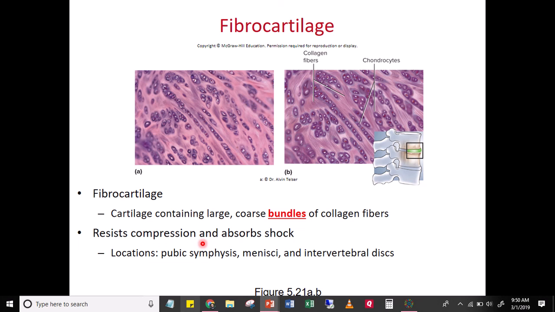The pubic symphysis allows for our hips to flex just a little bit, to act as a shock absorber between the two coxal bones of our pelvic girdle.